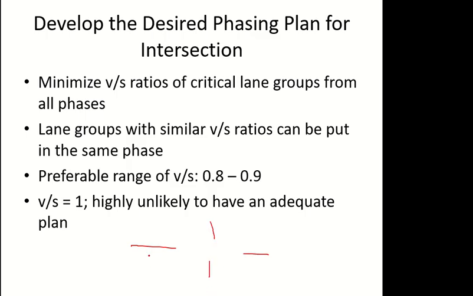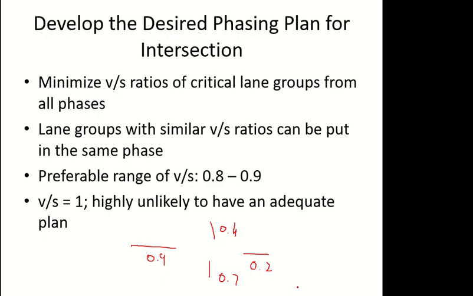So this one is, let's say, 0.9, this one is 0.7, this one is 0.2, the critical one, and this one is 0.4. So the critical one for each phase, I will add them together. I will develop the phasing plan, and from each phase, I will pick the critical V by S ratio, and I will take the summation.